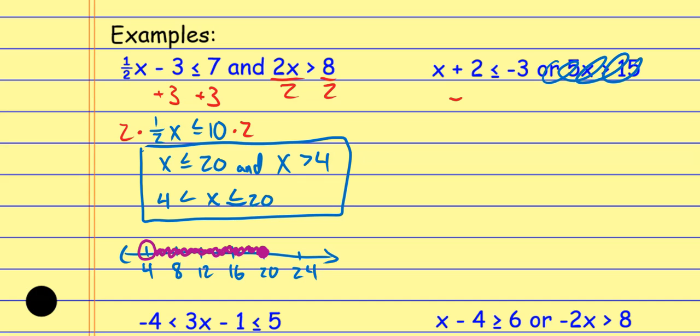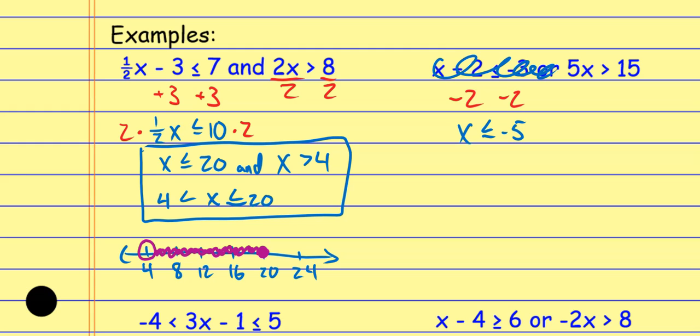Well, to undo addition, I do subtraction. So I'm going to subtract 2 from each side. I didn't multiply or divide by a negative, so the inequality symbol stays the way it is. And now I say, okay, let's forget the fact that I was ignoring something over here. Let me ignore the first part now.